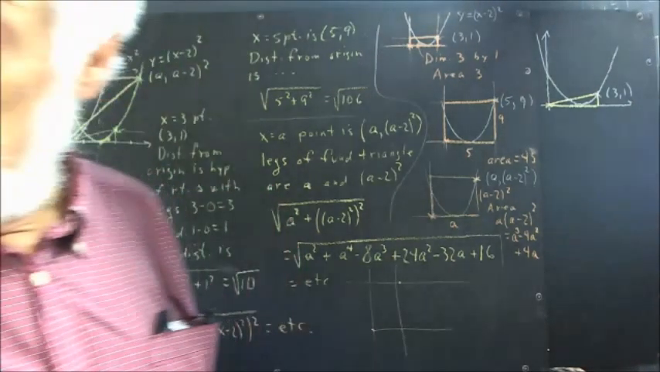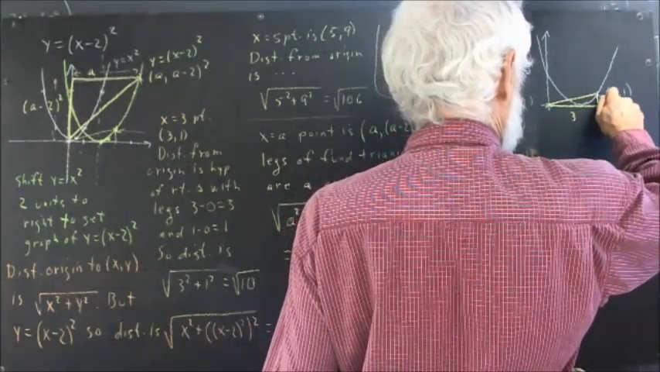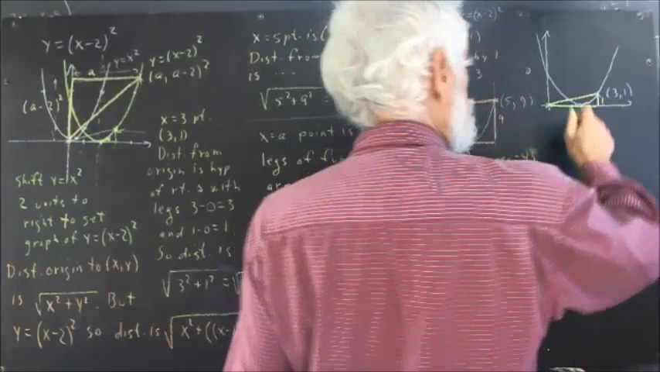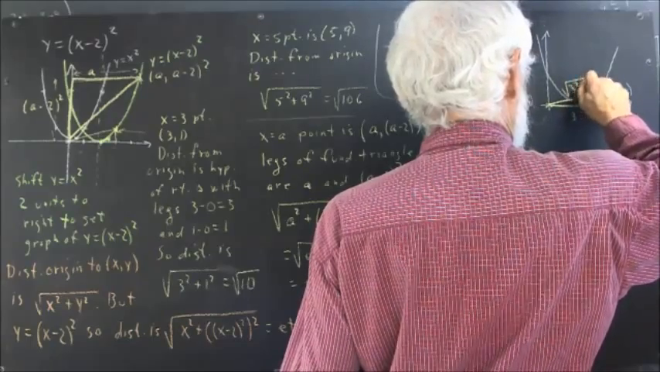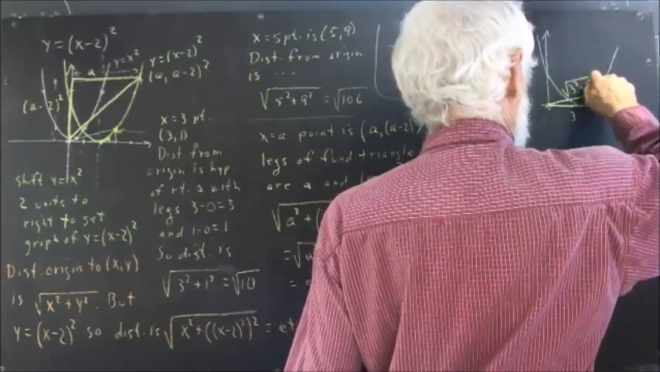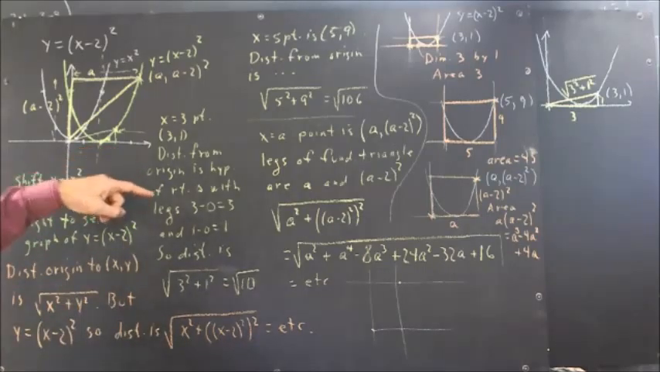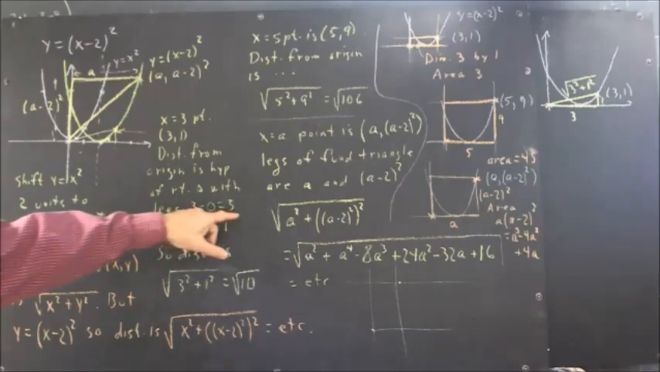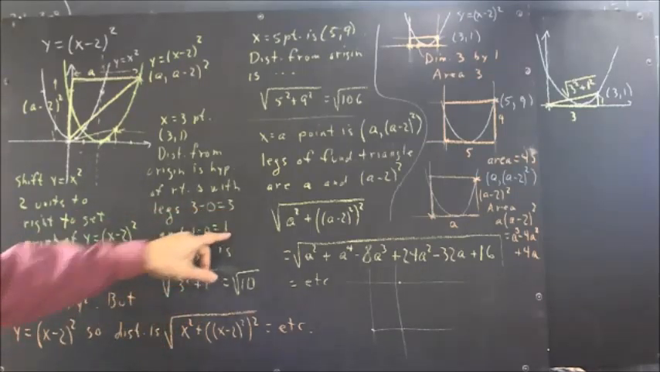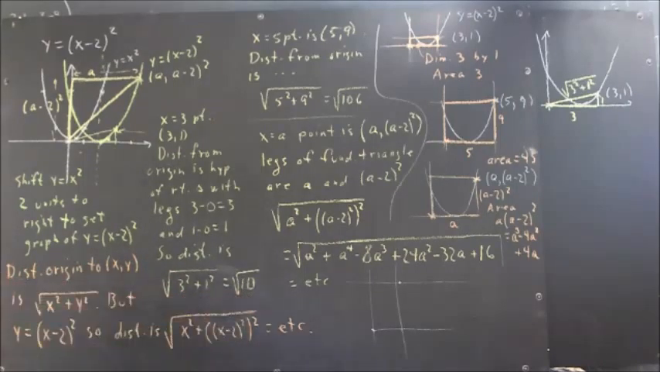But it's clear that the dimensions of this triangle are 3 in this direction, 1 in this direction, so that along the hypotenuse we have the square root of 3 squared plus 1 squared. And that's what we say here. The distance from the origin to this point is the hypotenuse of a right triangle with legs 3 minus 0 equals 3 and 1 minus 0 equals 1. So the distance is square root of 3 squared plus 1 squared, which is the square root of 10.